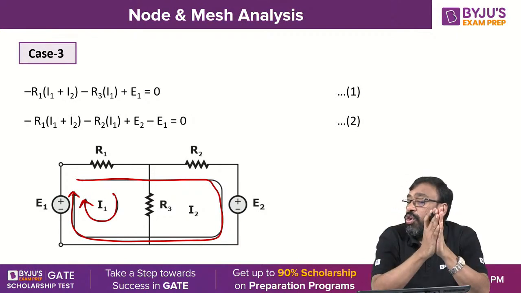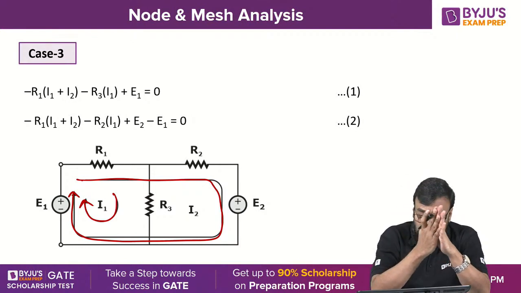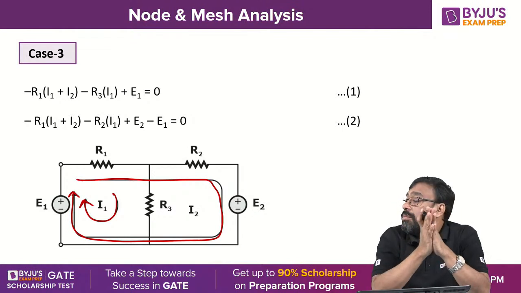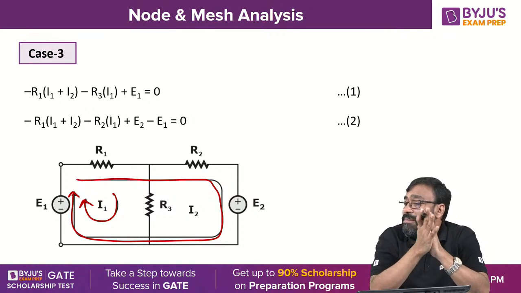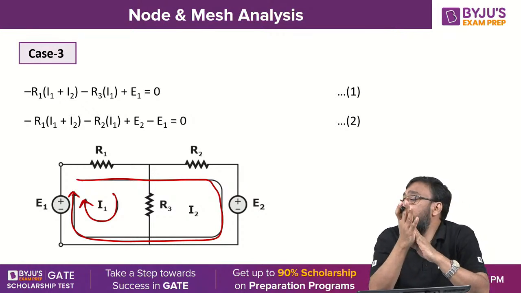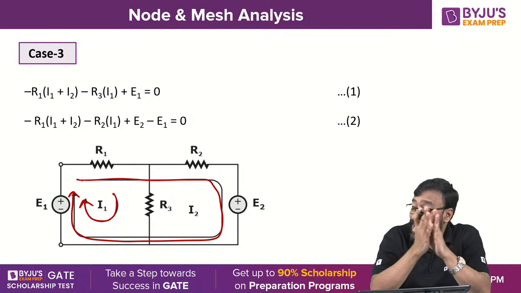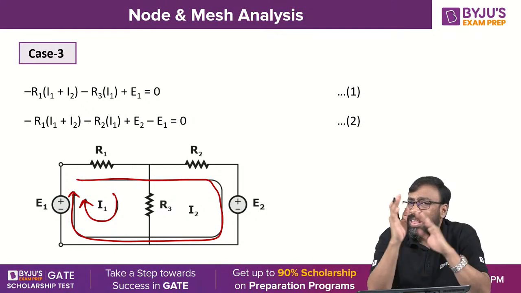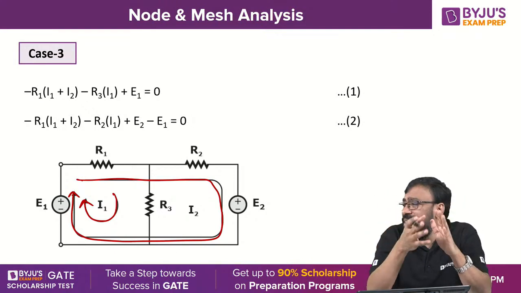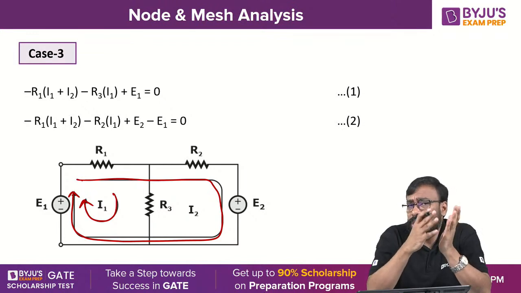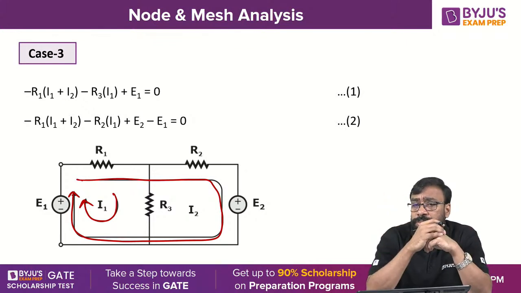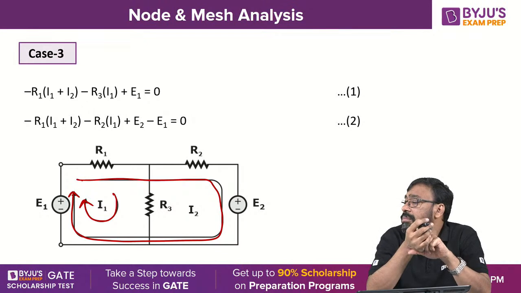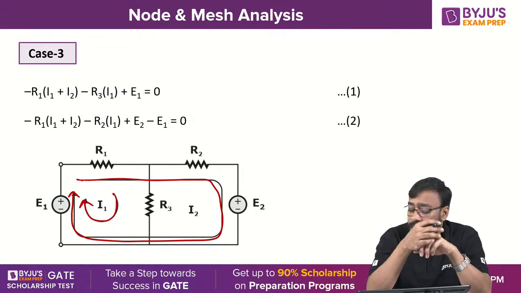But what about loop 2? Quickly, please, don't take much time. R1 and R2 belong to the second loop. Yes, exactly. Now, what are the common elements? What about R3? Does R3 belong to only the first loop, only the second loop, or both the first and second loop? Please tell me about R3.